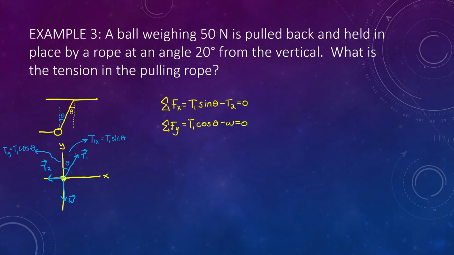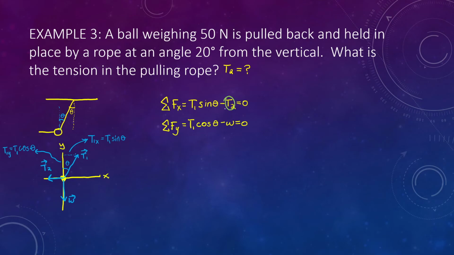Now, we have to be careful. It is asking for us to solve for the tension in the pulling rope, the one that you're pulling on. So it's basically asking for what T2 is. Right? That's the one that's being pulled on. So think about what this means in terms of trying to solve. We want to solve for T2. That's the only place it shows up.